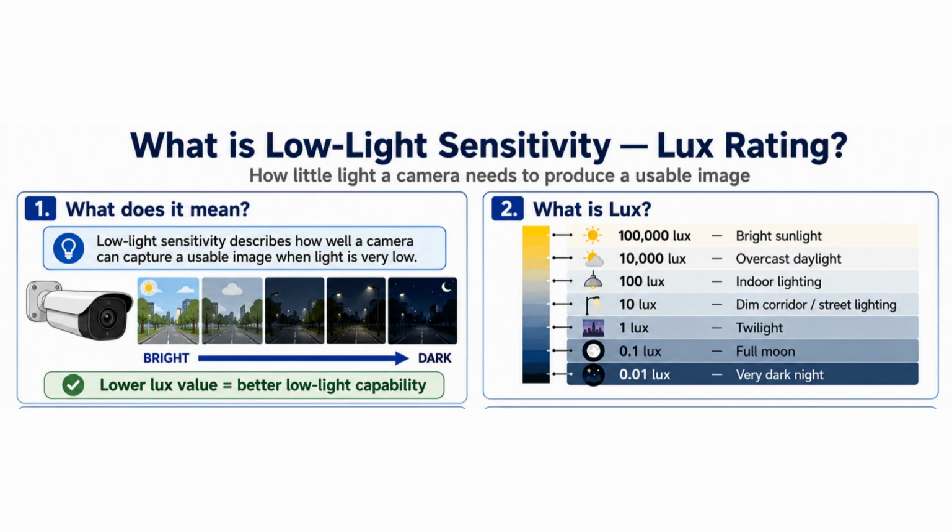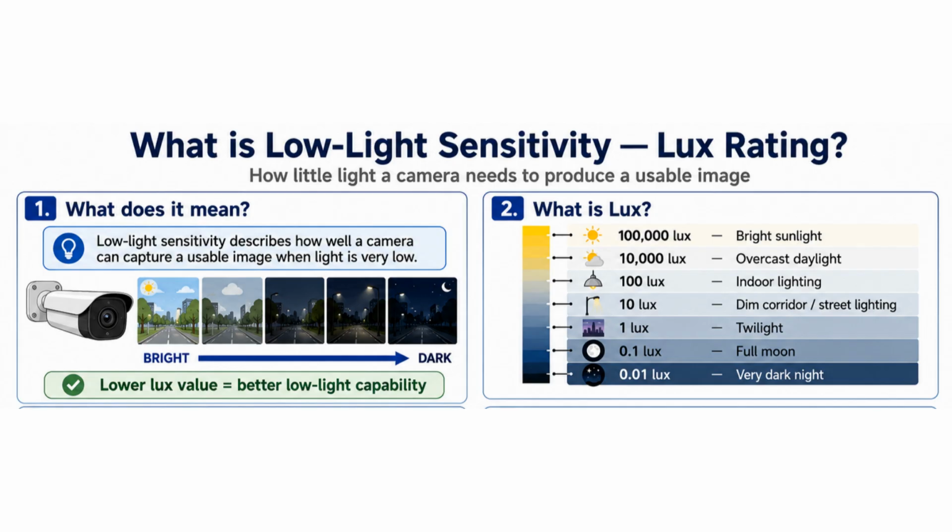Low light sensitivity describes how well a camera can produce a usable image when very little light is available. This performance is expressed using a lux rating. Lux is simply a measure of how much visible light falls on a scene. For example, bright sunlight can be around 100,000 lux.